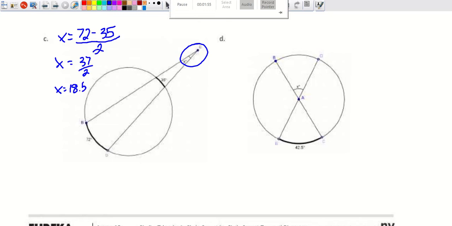All right, and the last one. And the last one here is central angles.